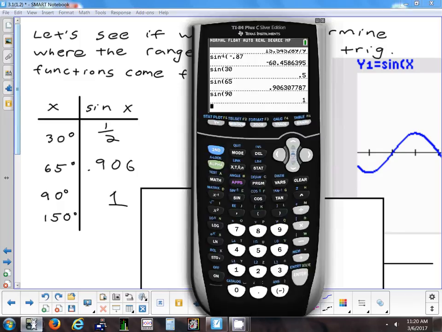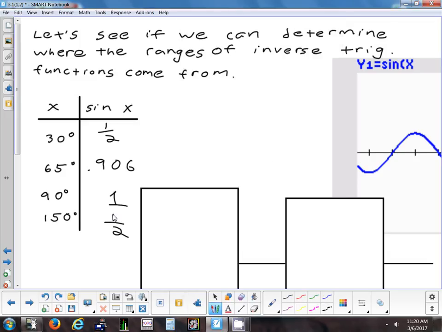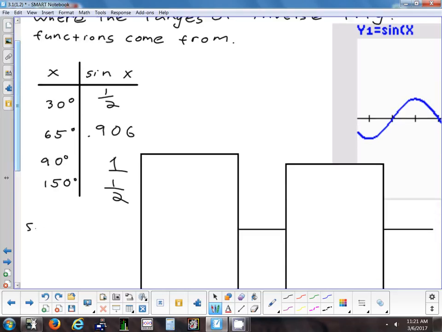All right, so now let's see where the problem comes in. What's the sine of 150? It's 1/2 again. So now knowing that, if I said to you, what's the inverse sine of 1/2? How many choices do you have? How many angles could you go back to? 2. That's a problem. We can't have 2.